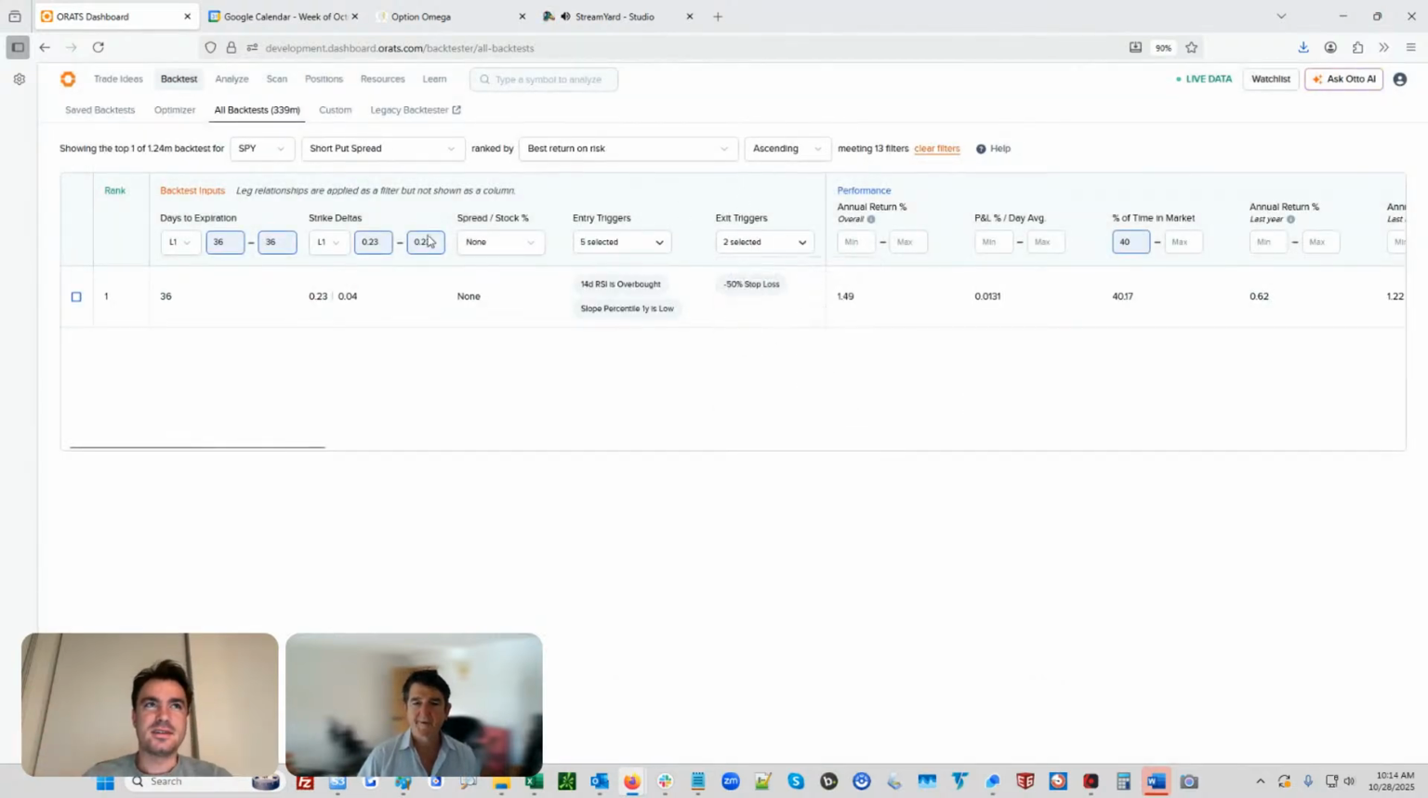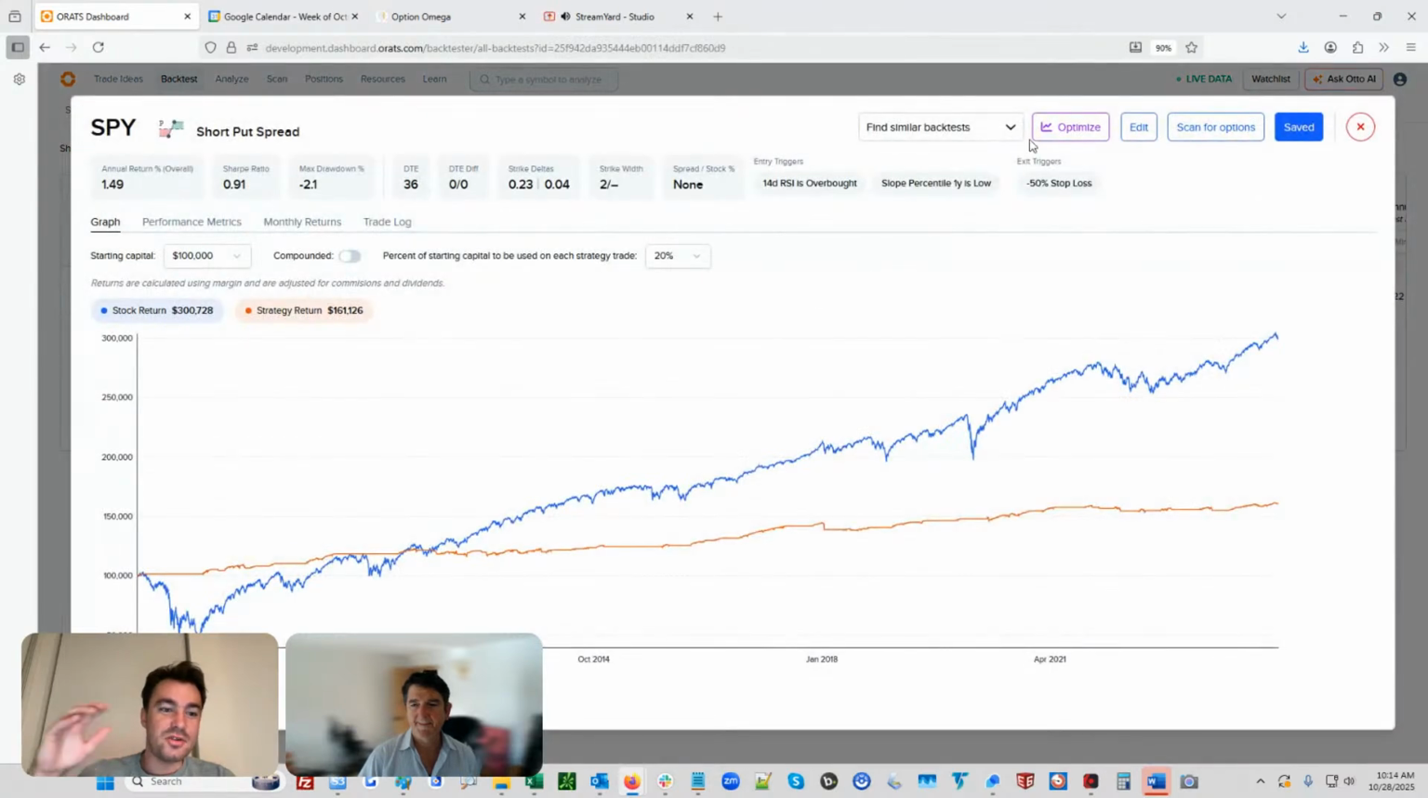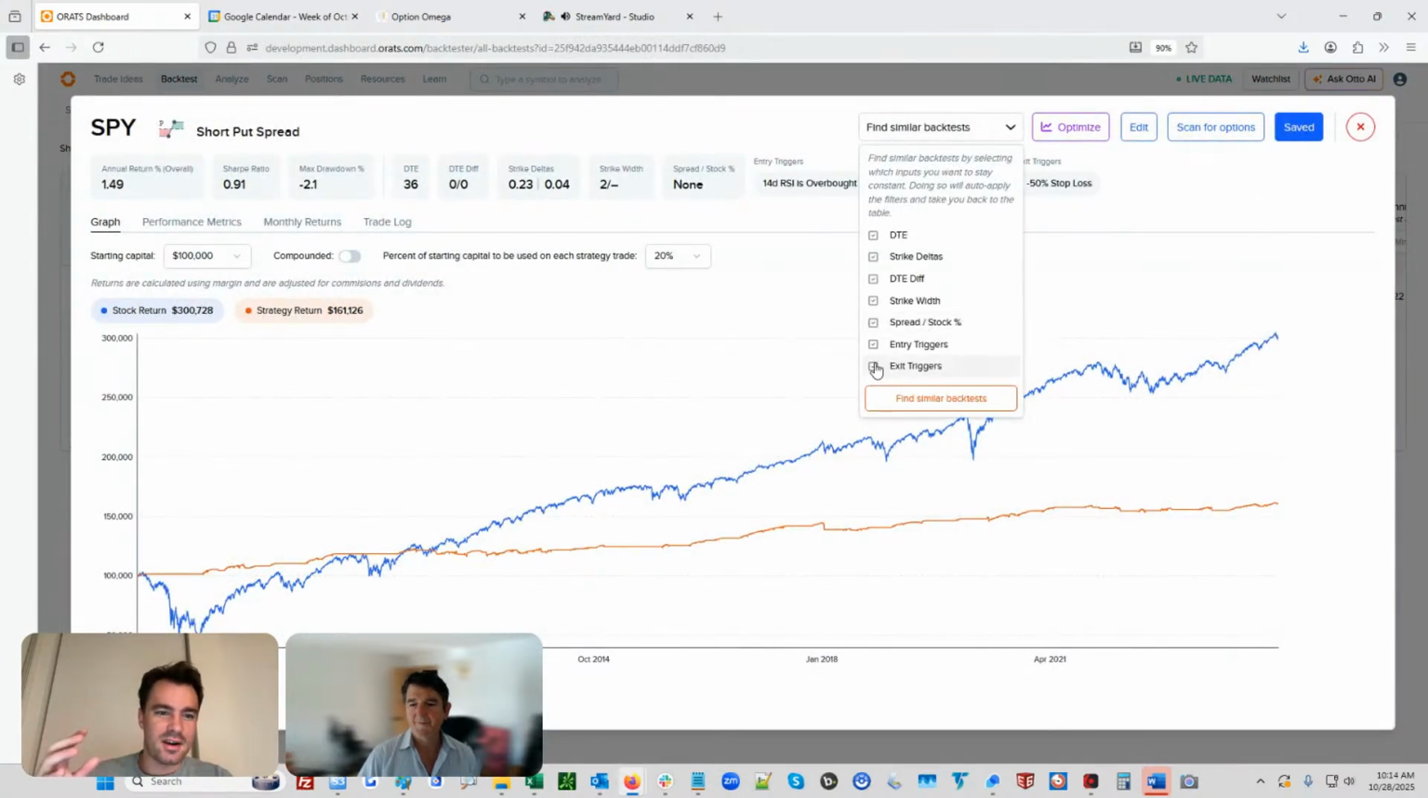And the reason this is good is it allows you to compare very similar backtests to see if the returns are unusual, right? And if they are, then perhaps you're running into some overfitting risk. Do you want to talk a little bit more about that?